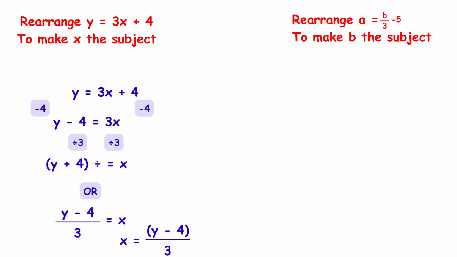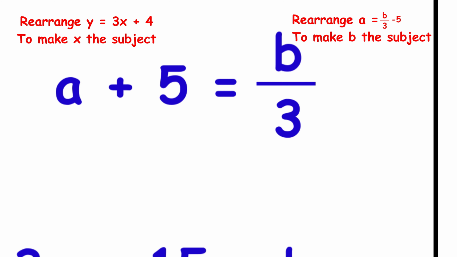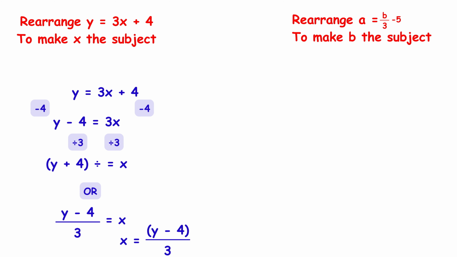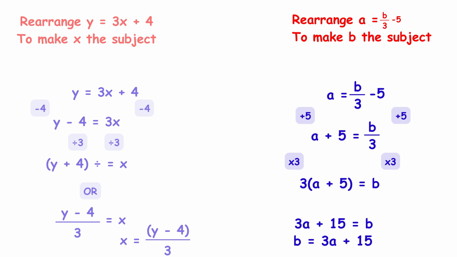For this second question, you need to get the b by itself. So first you need to get rid of the minus 5 by adding 5 to both sides so that you get a plus 5 equals b over 3. Next, you need to get rid of the divided by 3 fraction by multiplying both sides by 3. But just like in the last question, this means that you have to multiply everything on the left-hand side by 3. So you can put the a plus 5 in a bracket and multiply the whole thing by 3, which you can then expand to 3a plus 15 equals b. And lastly, we just swap it around to get b equals 3a plus 15.